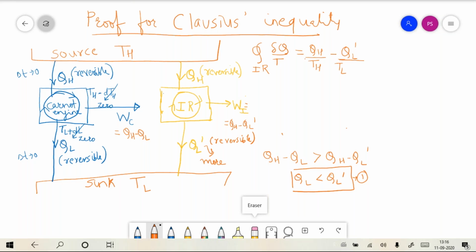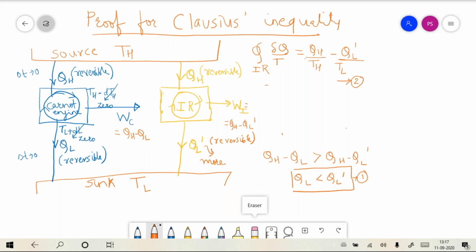Okay. So for this, QH by TH minus QL dash by TL would be the cyclic integral of del Q by T. Let us call this equation 2. Now let me apply the Clausius theorem, not the inequality, the Clausius theorem, to the Carnot engine, the reversible engine.